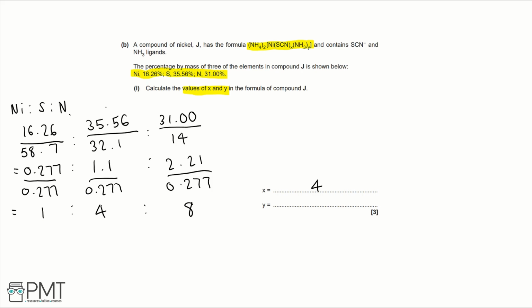But then for Y, we know that we've got 2 nitrogens in this NH4 brackets 2. So there's 2 nitrogens here. There's however many nitrogens from X, and then you've got Y here. And all of these added together will equal 8. So 2 plus X plus Y is equal to 8. Well, we know that X is 4, so that's going to be 2 plus 4 plus Y is equal to 8. So Y must be 2, because 2 plus 4 is 6 and 8 minus 6 is 2.